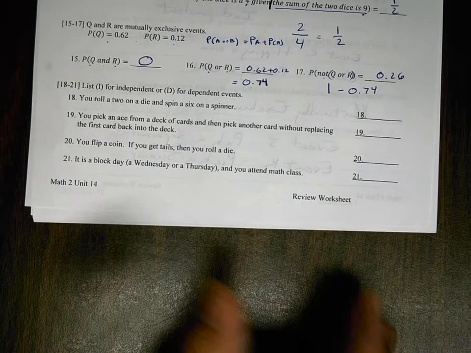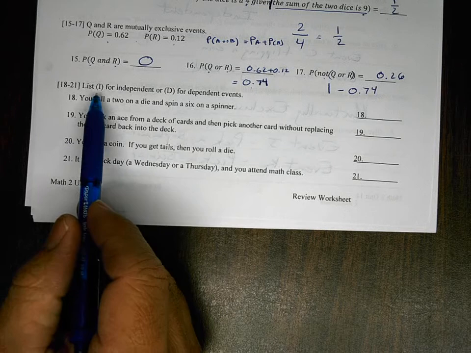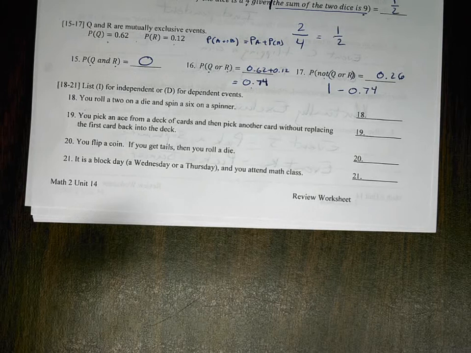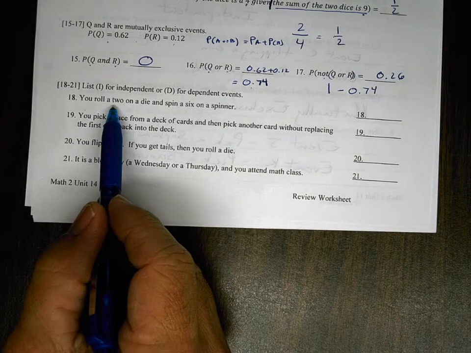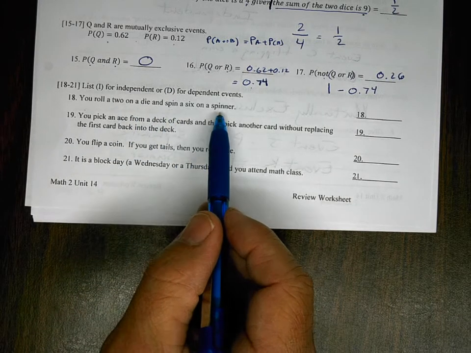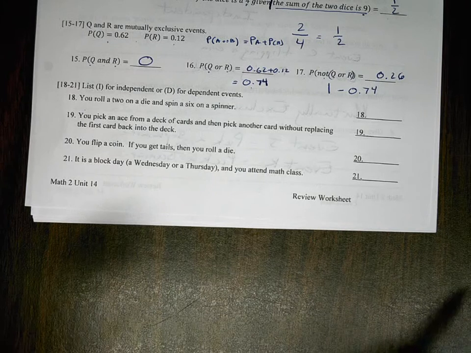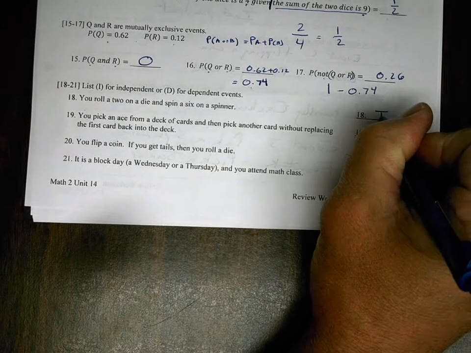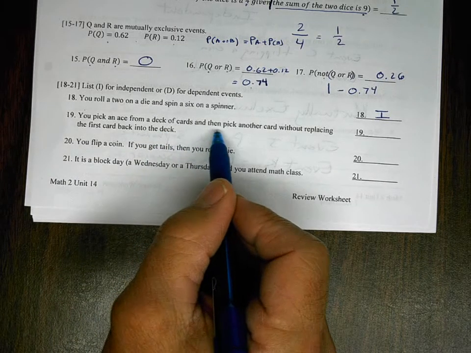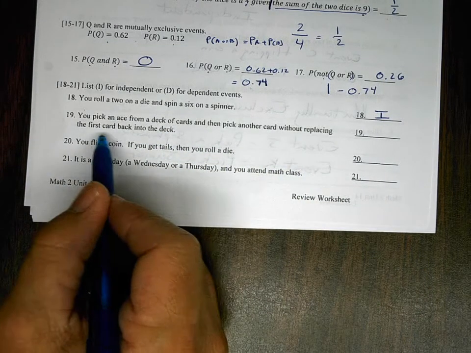All right. 18 through 21, list I for independent or D for dependent. Okay, remember, independent, the first event does not affect the second event. Dependent, the first event would change the outcome of the second event. Okay? So, you roll a 2 on a die and spin a 6 on a spinner. Independent or dependent? Independent, yeah. Rolling a dice has no effect on what you spin. Number 19, you pick an ace from a deck of cards and then pick another card without replacing the first card back into the deck.